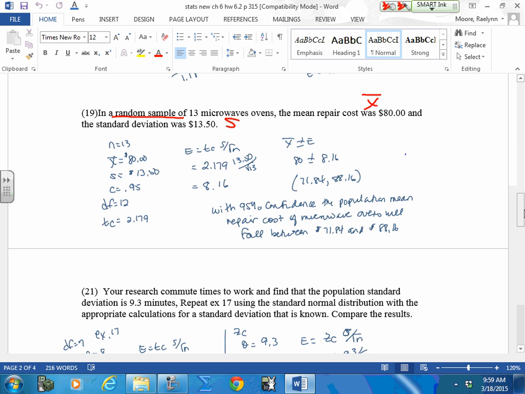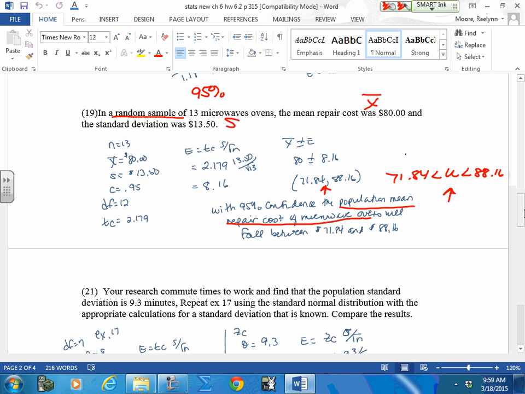So you find your interval. Now, remember what this means. The T-score works the same as the Z-score. You want to be 95% confident, because the original direction said find a 95% interval, that the population mean repair cost of microwave ovens will fall between these two. This is where your population mean falls. You want to be able to say with a confidence level of 95% that you will find the population mean repair costs of microwave ovens between those two values.